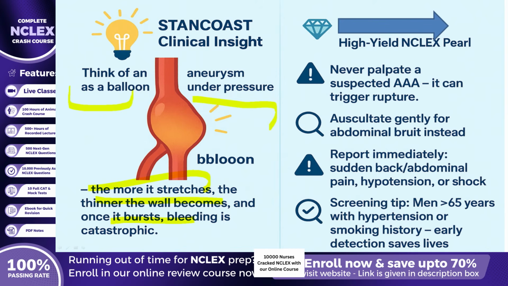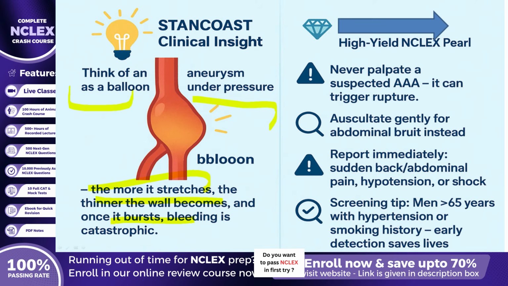Never palpate a suspected abdominal aortic aneurysm, as it can precipitate rupture. Instead, assess gently by auscultating for a bruit over the abdomen. Report any sudden severe abdominal or back pain, low blood pressure, or signs of shock immediately. Finally, remember that screening is vital for men over 65 years old with a history of smoking or hypertension, as early detection can truly save lives.